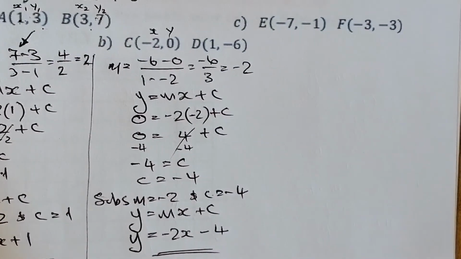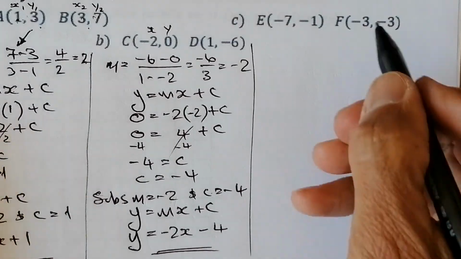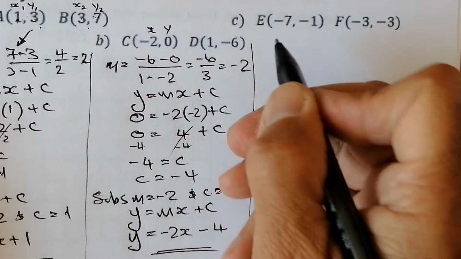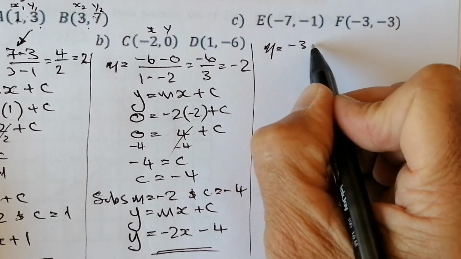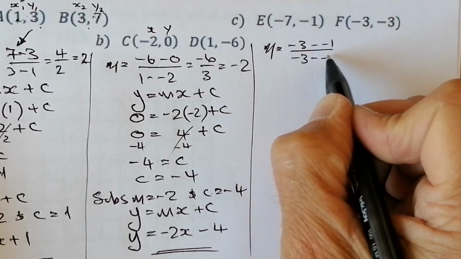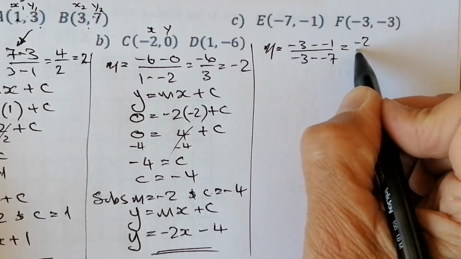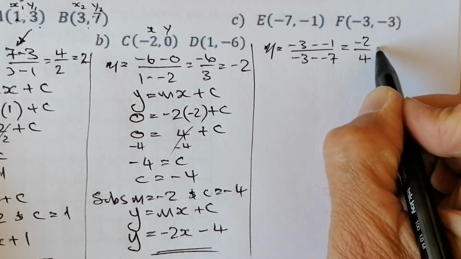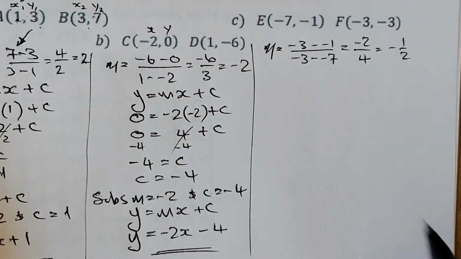You can freeze the video and try the next one if you like. I'm just going to work through these as we go. Okay. So for this one, we don't know the gradient, we don't know the c value, so I'm going to work both out. So first thing is the gradient. So it's minus 3, so this one here, take away minus 1. Minus 3 here, take away minus 7. So that's going to be a plus 1 that's there, so that'll be minus 2 on the top. That'll be a plus 7 there, so that'll give me a positive 4 on the bottom. So it gives me a minus a half if I simplify that fraction down.